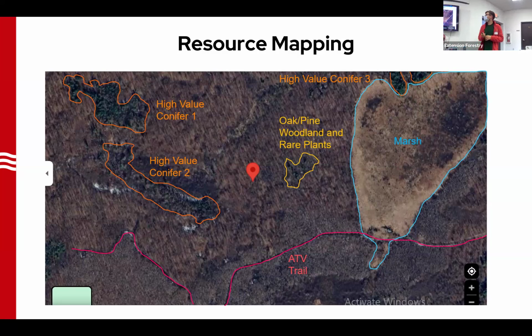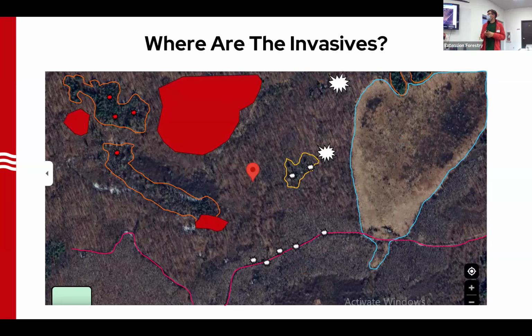In this example, red blobs are going to be common buckthorn, white is going to be garlic mustard. So we see that there are some isolated plants of garlic mustard around the ATV trail. We see that there's maybe 2 plants in that high value oak pine woodland. We've got some small to medium populations up to the northeast. Going over to the west, we see about 4 isolated common buckthorn plants, and then we have small to medium populations of that common buckthorn just on the outside of it.